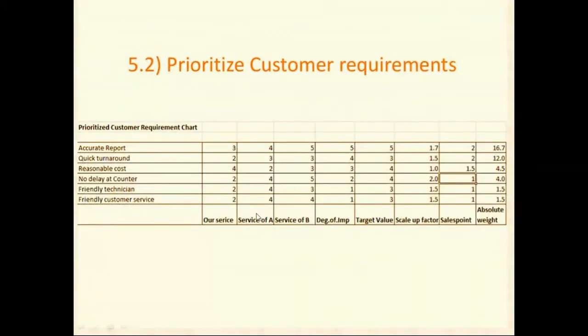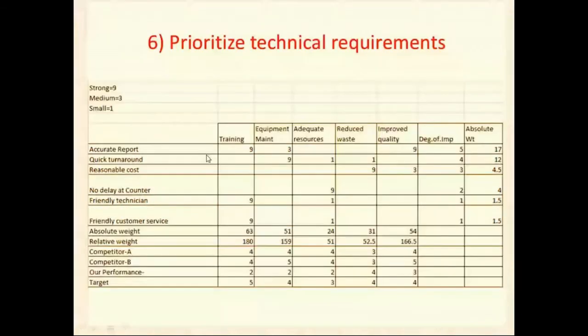So what we have done, suppose this is ours. The first column is representing our service, then service of A, competitor 1, competitor 2, then finding out the various values. Okay. The calculation is the same. Then again here, the prioritizing of the technical requirements.